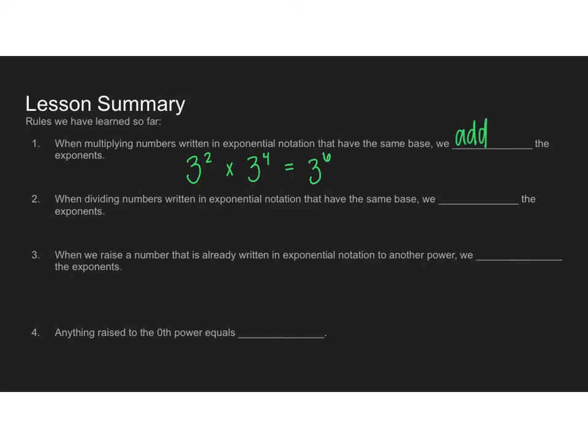Okay. When dividing numbers written in exponential notation that have the same base, we blank the exponents. Fill in your blank. We were dividing these numbers, what will we do? Will we keep the same base? What will we do with our exponents? Well, we would subtract them.